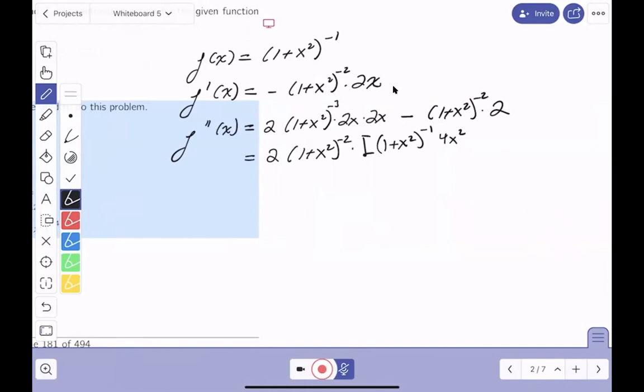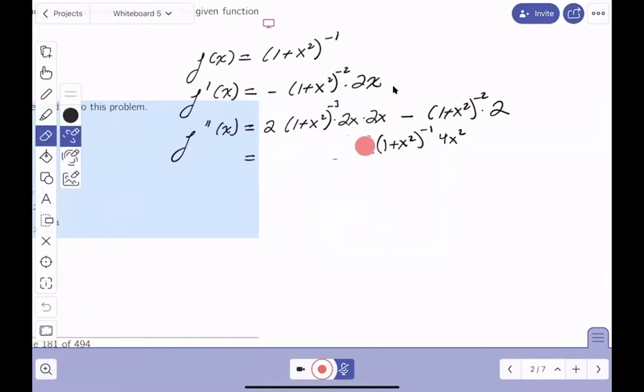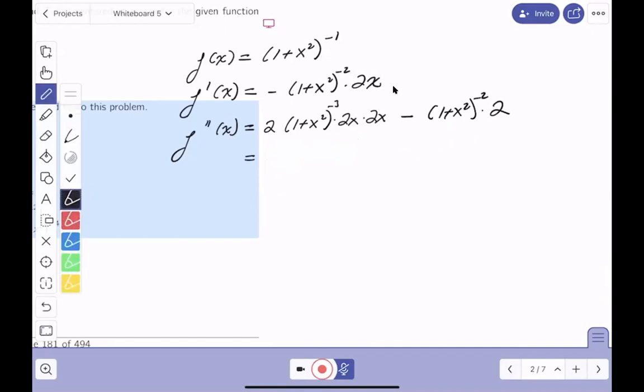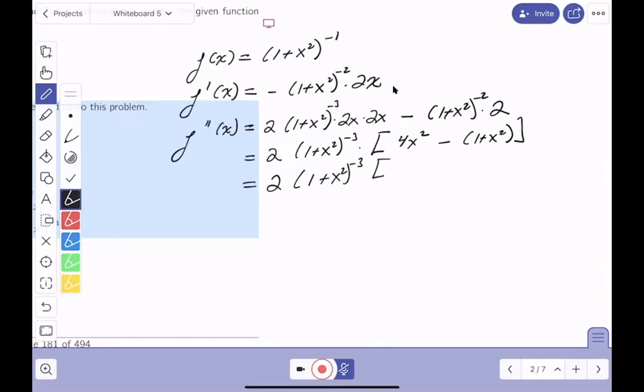You know what? I'm going to back up on that one. I'm going to do something different than that. I don't like that. I'm going to do something that's actually more outrageous here. I'm going to factor out a 2, 1 plus x squared to the minus 3. And what do you get there? Well, you get 4x squared minus 1 plus x squared. Yeah, that's it. And what does that give me? 2, and this is nightmarish, there's no doubt about it. 1 plus x squared to the minus 3. And what do you get over there? 3x squared minus 1, right?